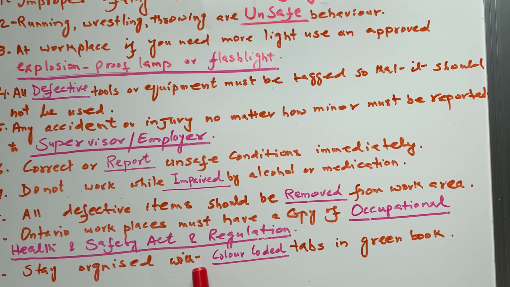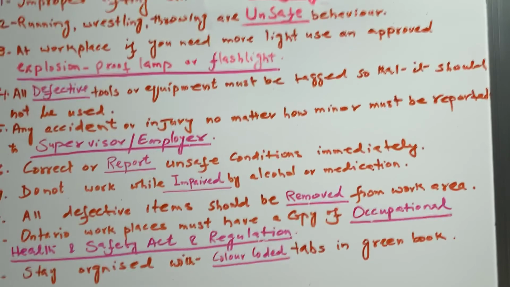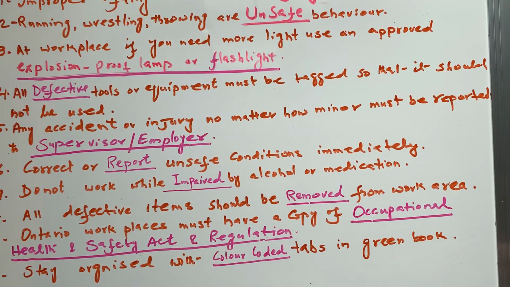So stay organized with the color coded tabs in that green book, right? Every year it is updated for new rules and regulations. So you should know all those rules and regulations, and you can inquire. If you don't see the green book at your workplace, you can ask for it for reference, right? So these are all about safety of oneself and safety of others.